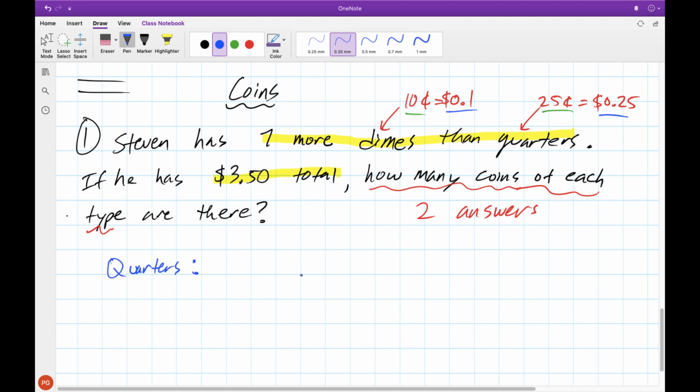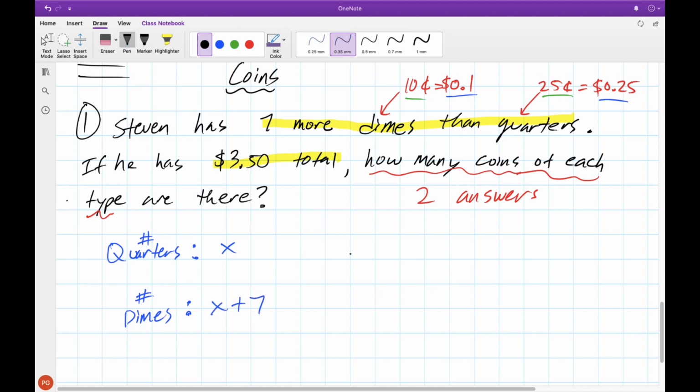We don't know how many quarters there are, so we're going to call the number of quarters X, and we know there are 7 more dimes as compared to quarters, so the number of dimes would be X plus 7. To get our equation, we know that we have a total value of $3.50, and that's equal to how many quarters we have and how many dimes we have.